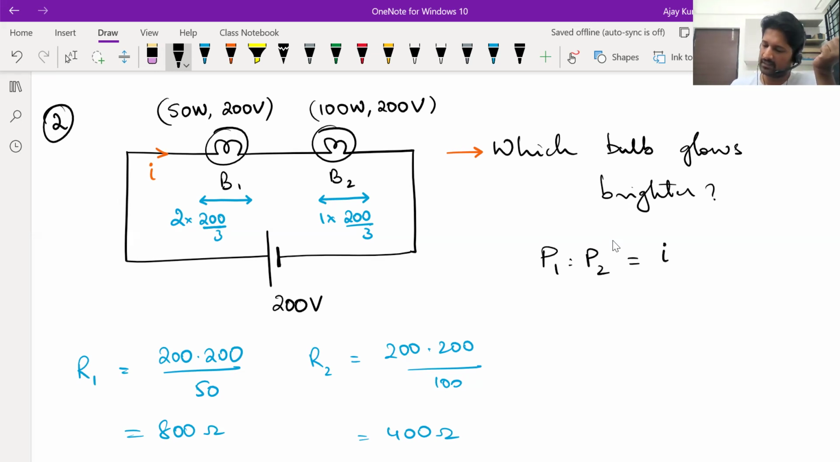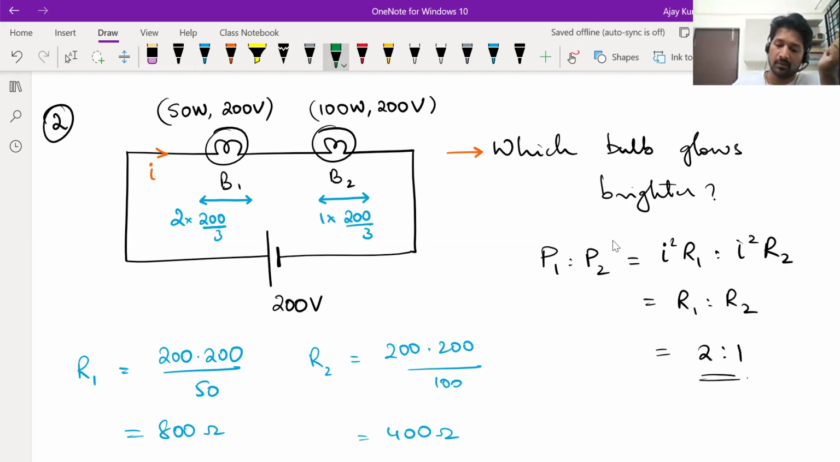You can write it as I square R1 is to I square R2. If they are in series, current is common. So the ratio of power dissipated becomes equal to the ratio of resistance. And which bulb, and what is the ratio of their resistances? 2:1. So the power dissipated will also be in the ratio 2:1.